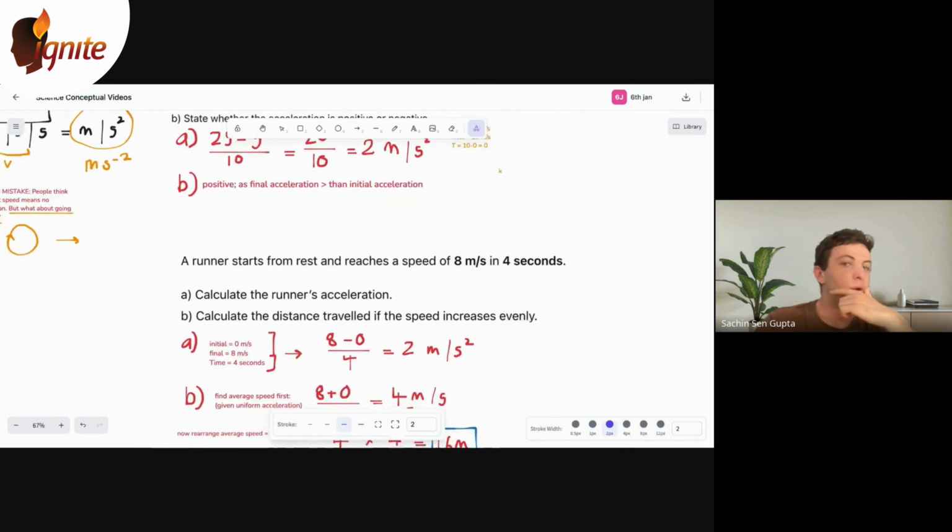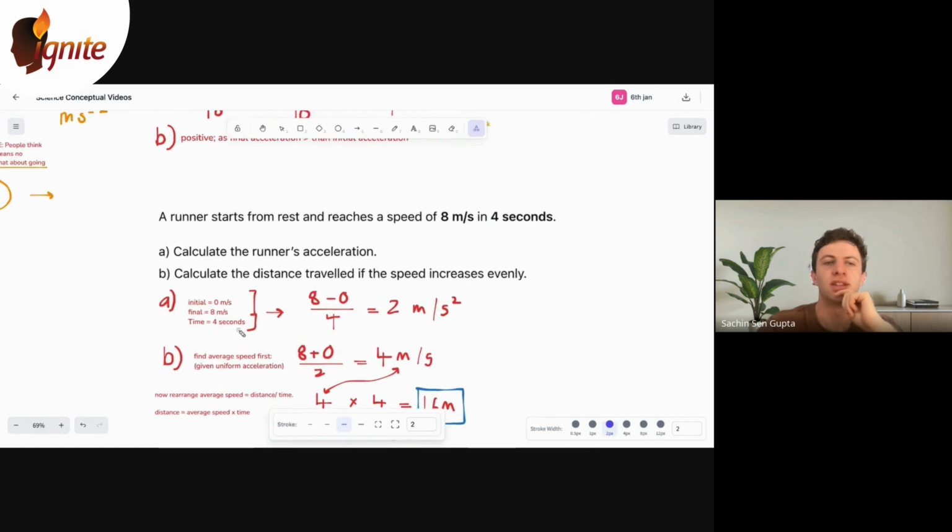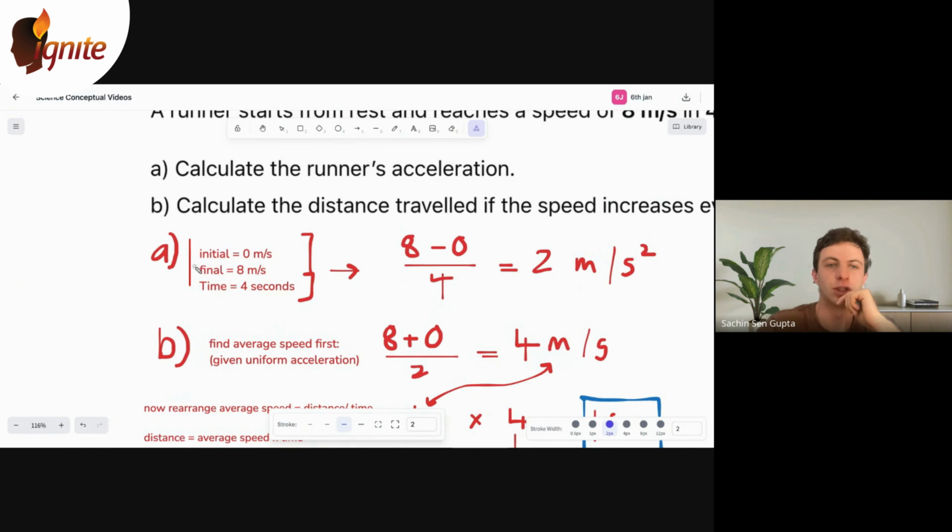All right, let's go one more question, a little bit more applied. A runner starts from rest. So we've got initial velocity, and reaches a speed of 8 meters per second in 4 seconds. Seems we've got all the key things here, right? And I've given a better answer. We've given initial, final, and the time. 8 minus 0 over 4, final minus initial over time, 2 meters per second squared, right?